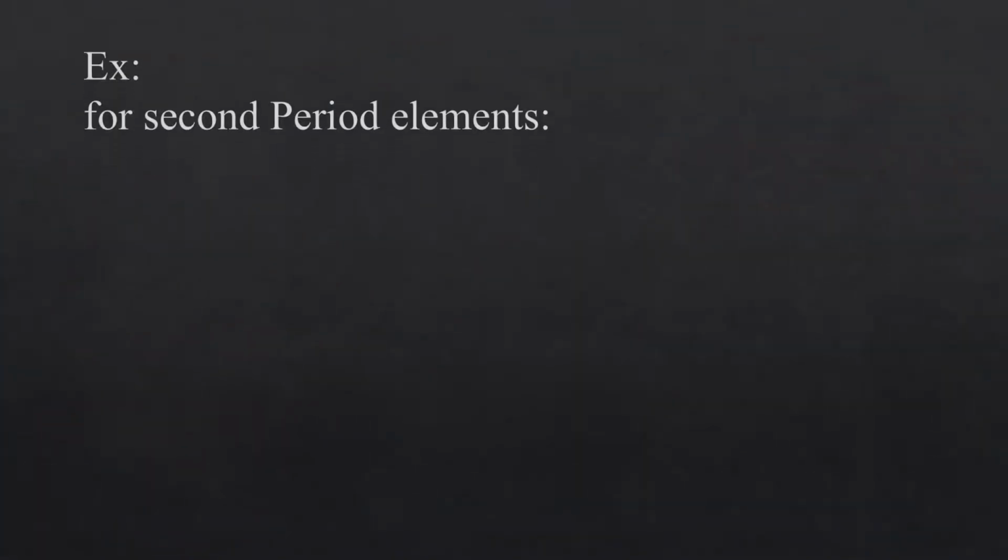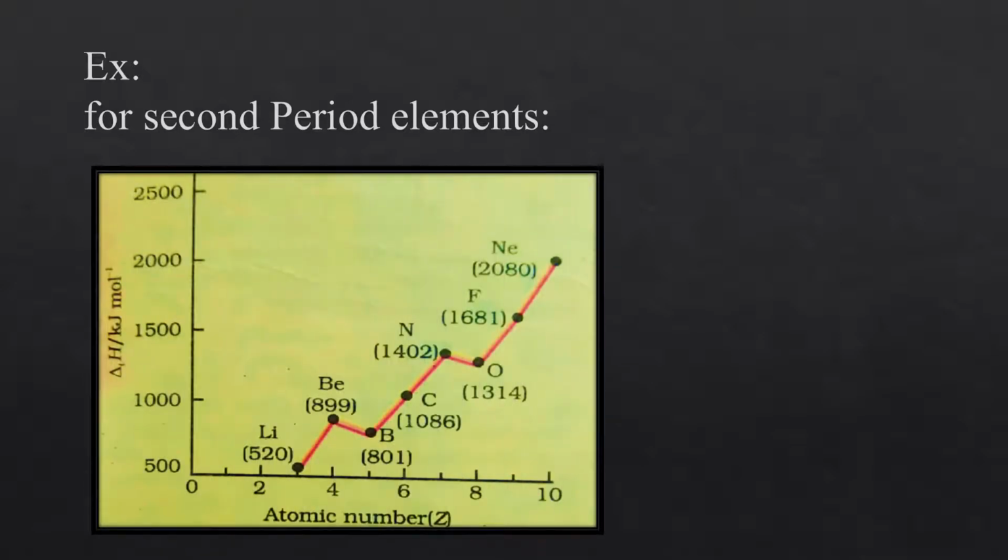Now let's check this with an example, the example of second period elements. So let's check the variation. Here are second period elements. As we know that ionization enthalpy in general increases when we are moving in a period. So here it is increasing, but there are some irregularities in the ionization enthalpies. Now let's check.